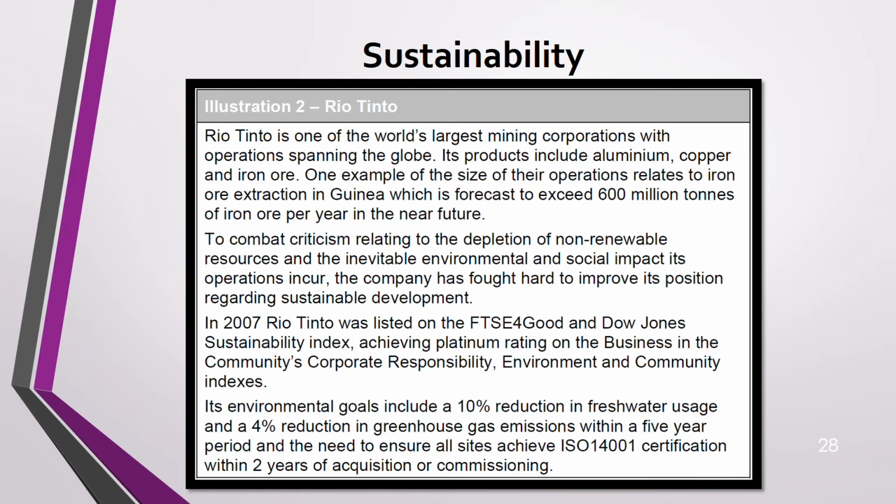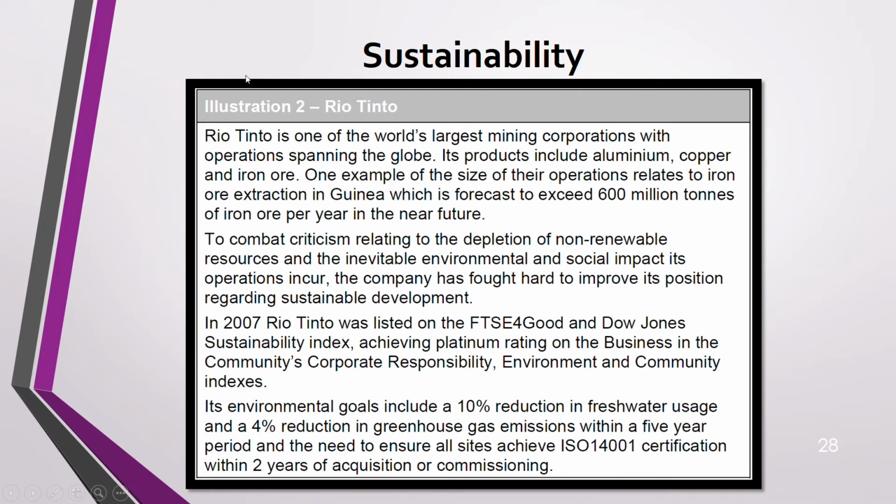Like how we have for ACCA, gold, platinum partner, then we have gold, we have silver, things like that. So they have achieved a platinum rating on the business in the corporate responsibility and on environment and community indexes. There are so many indexes. It might not be possible for a company to get a score in all the indexes, but in one or two areas they might get. So Rio Tinto was such.